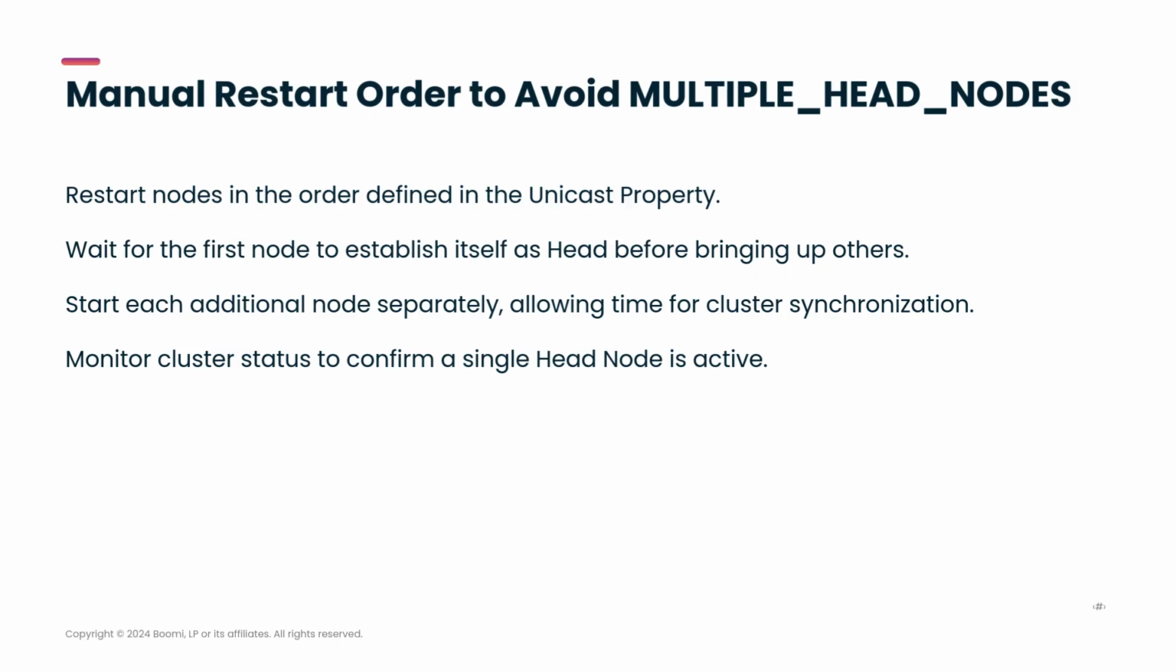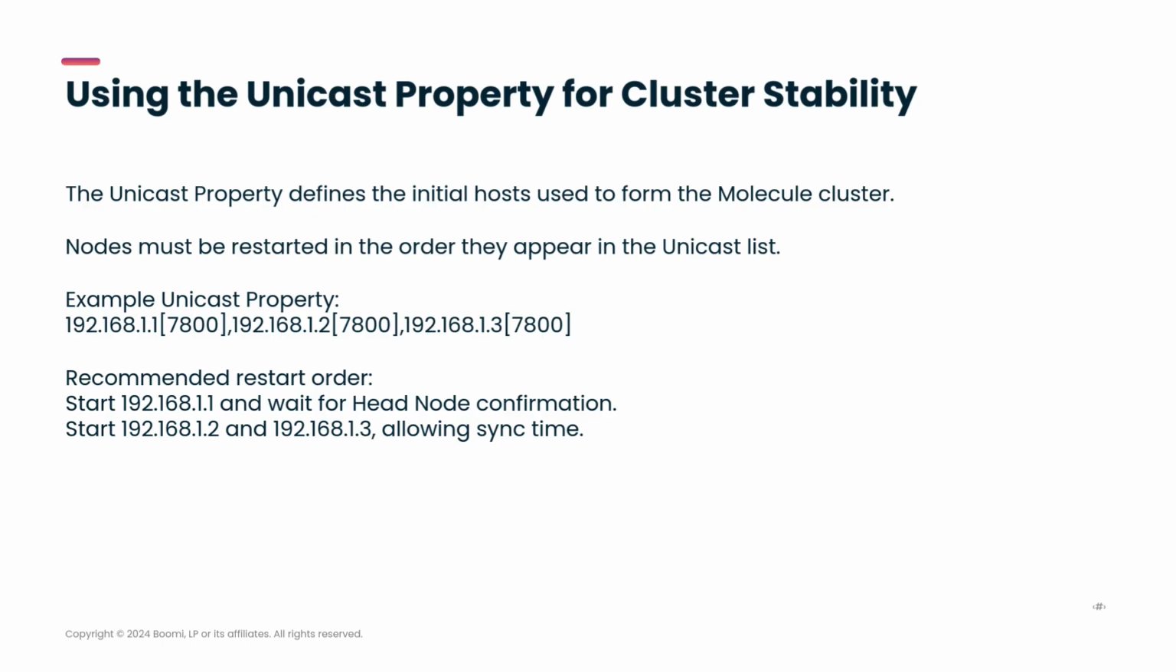By giving each node time to join the cluster properly, we prevent synchronization conflicts and ensure only one head node is active. To make this process even smoother, use the Unicast property to define your cluster startup order. The Unicast property predetermines which node should communicate first. This helps maintain order during startup. Here's an example of a Unicast property.